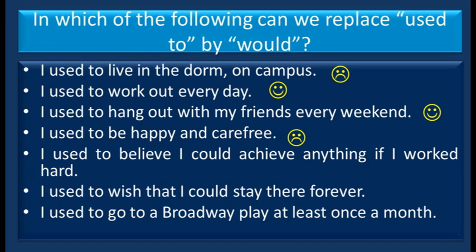In the next one, I cannot replace it with would because be is a verb of state. "I used to believe," same thing, we cannot replace it. We cannot use would instead of used to because believe is a verb of thought. In the next one, it's the same thing. Wishing is an abstract action and we cannot use the verb with would. And finally, going is a verb of action, and I can say "I would go to a Broadway play at least once a month." That is perfectly fine.